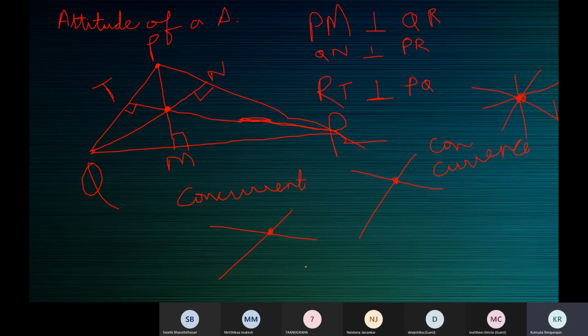Okay. So the three altitudes of a triangle are concurrent. They'll always go through the same point. Not just in this case, every time the three altitudes are always concurrent. They will pass through the same point. And that point is called the orthocenter. Orthocenter.